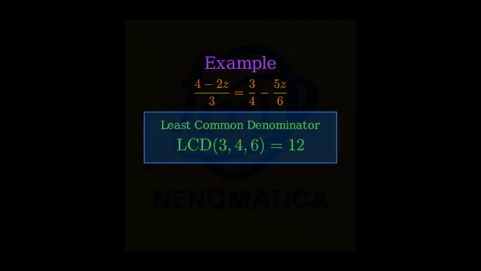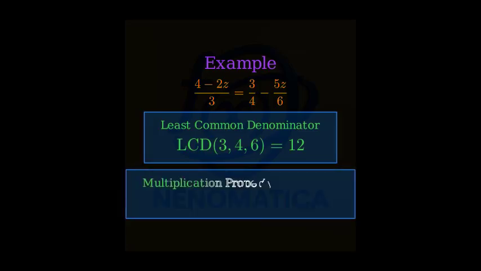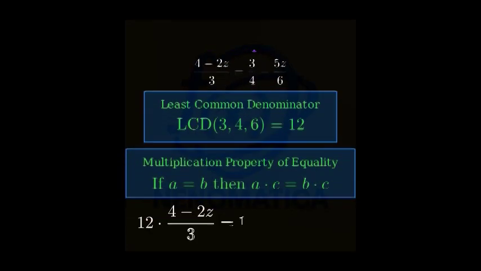We want to solve for z in the equation, where 4 minus 2z divided by 3 equals 3 over 4 minus 5z over 6. Our first step in solving this equation is to eliminate the fractions by multiplying all terms by a common denominator. Looking at our denominators, we have 3, 4, and 6. The least common multiple of these numbers is 12, so we'll multiply both sides of the equation by 12.